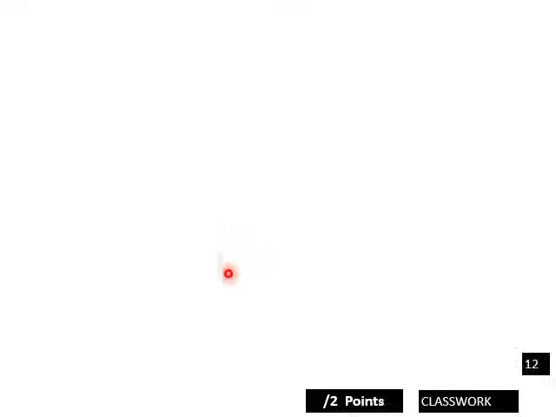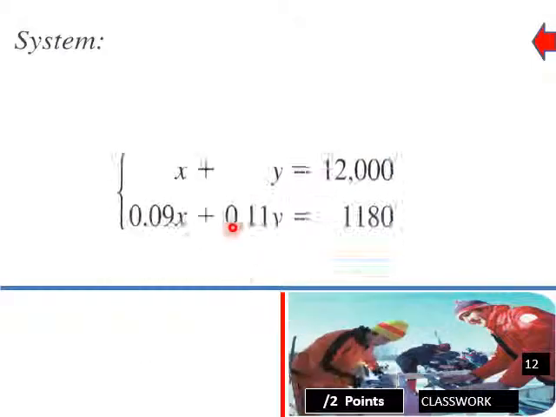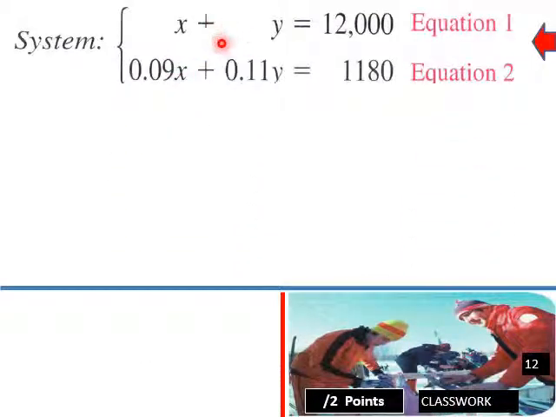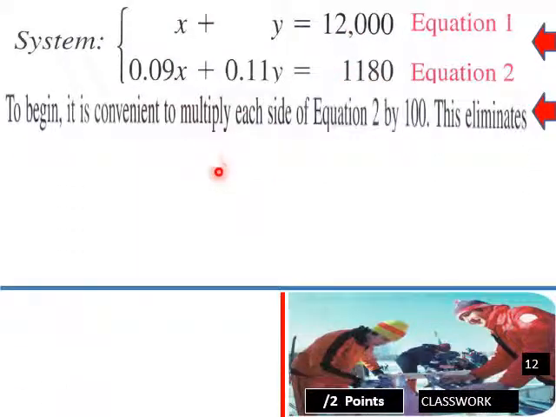So there's things that we do know to help us solve this. So here's our system here. x plus y equals 12,000. We know that. And then here's our interest rates here. That has to equal 1180. So this is the system here. We have equation 1, equation 2.